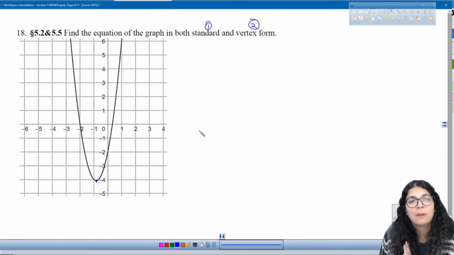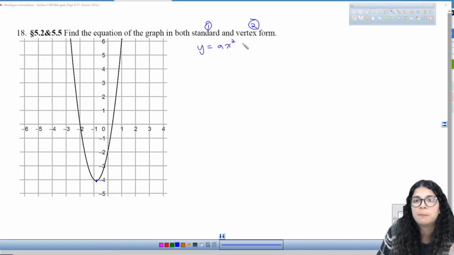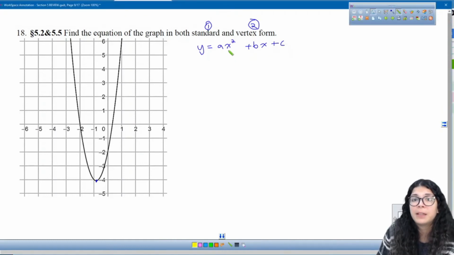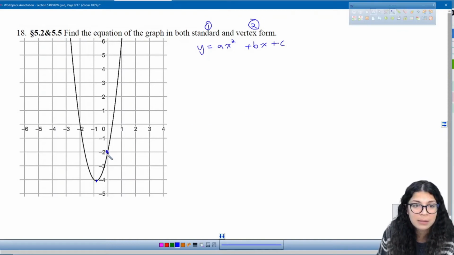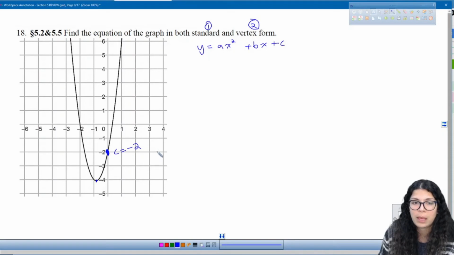Now, in order to write standard form first, remember, the standard form is y equals ax squared plus bx plus c, okay? So what we need to fill in for standard form is a, b, and c. Now, the c value of standard form is just the y-intercept. Do we at least have that? Yes, the y-intercept is -2. So c is -2, okay?